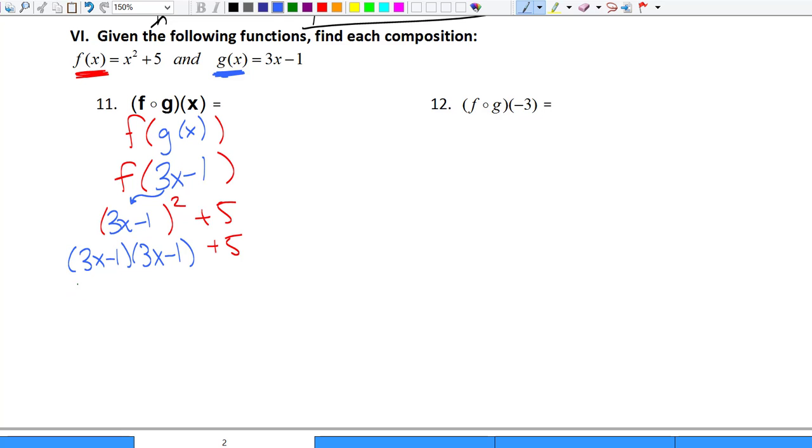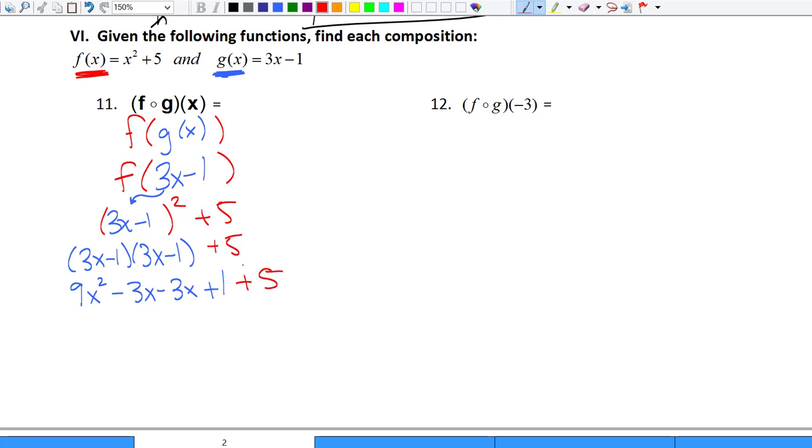So I'm going to double distribute: 3x times 3x is 9x squared, minus 3x, minus another 3x, plus 1. At this point, people are spending a lot of time doing the (3x minus 1) quantity squared, and students will sometimes drop the plus 5. Please don't be that student.